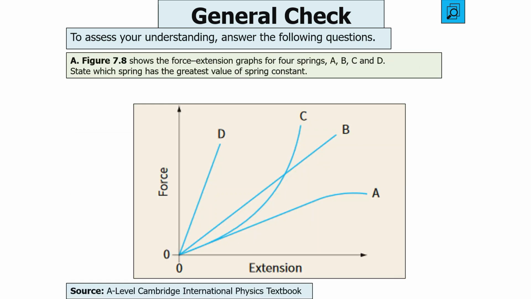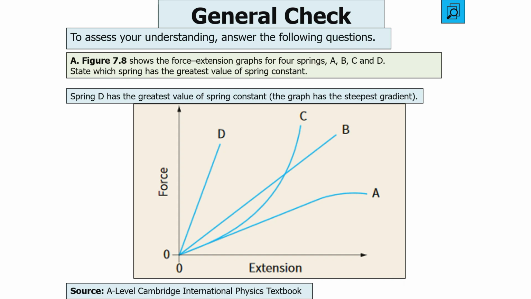The following figure shows the force extension graphs for 4 springs, A, B, C and D. State which spring has the greatest value of spring constant. So pause the video now, then unpause the video when you want to go through your answer. The answer is spring D, as the graph has the steepest gradient.